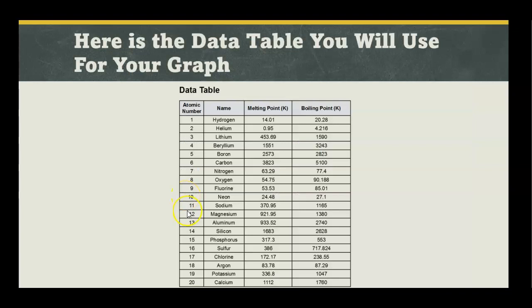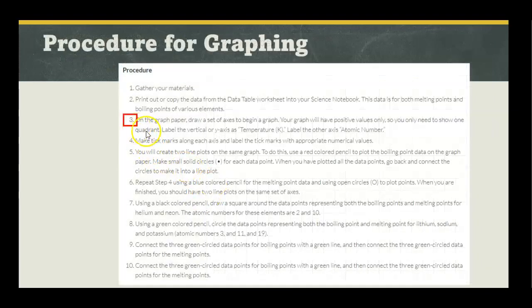Here's the data table that we're using. That graph paper again. So here it says to draw your set of axes where you want to go ahead and get those labeled. They're only going to be positive values, so we're only going to show one quadrant. You're going to label the y-axis temperature and show the unit of measurement in Kelvin. And then you'll label the x-axis atomic number. You'll make those tick marks on each axis and label those with the appropriate numerical values.